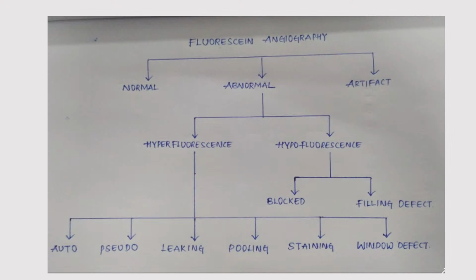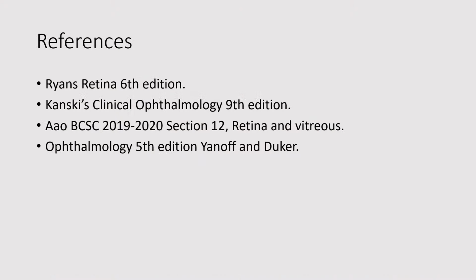Summary of fluorescein angiography. If it is abnormal, we have to look for hyperfluorescence and hypofluorescence. In case of hyperfluorescence, we have to rule out autofluorescence, pseudofluorescence, and look for leaking, pooling, staining, and window defect. In case of hypofluorescence, we have to look for block defect and filling defect. My reference.